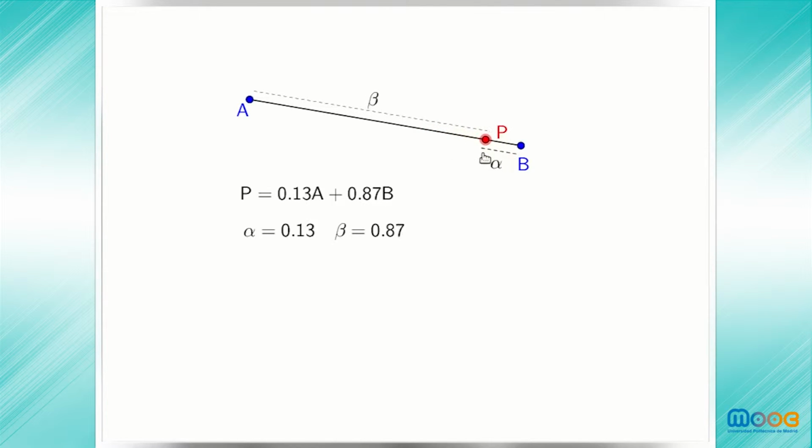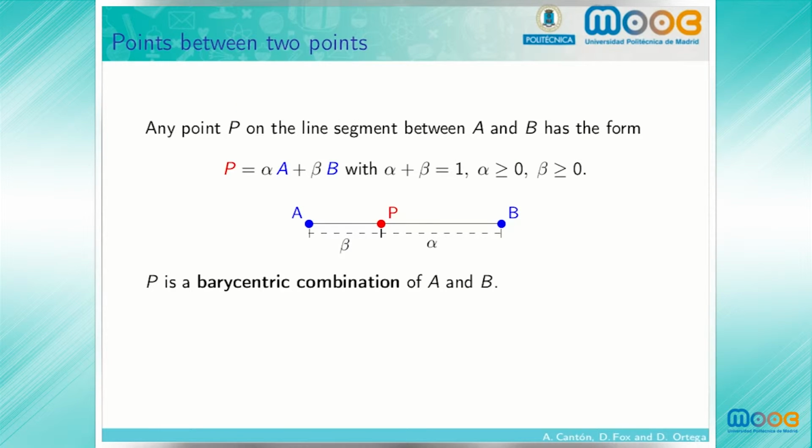As beta increases towards 1, P moves to B, so that when beta is equal to 1 and alpha is 0, we're at B. On the other hand, when alpha is large and beta is small, we get closer and closer to A, so that when alpha is 1 and beta is 0, we're at A. Any point on the line segment between A and B has the form alpha A plus beta B, where alpha and beta sum to 1 and are non-negative. We say that P is a barycentric combination of A and B.